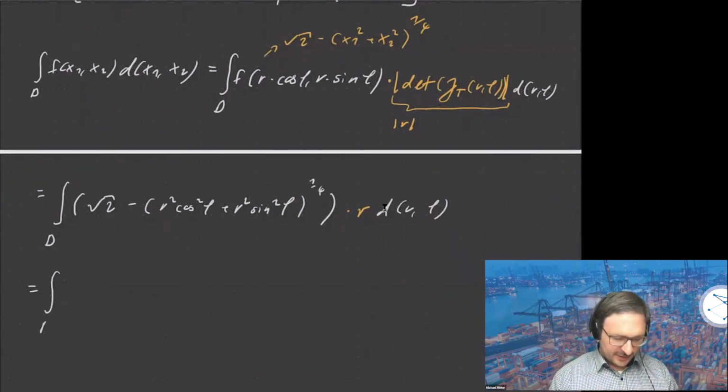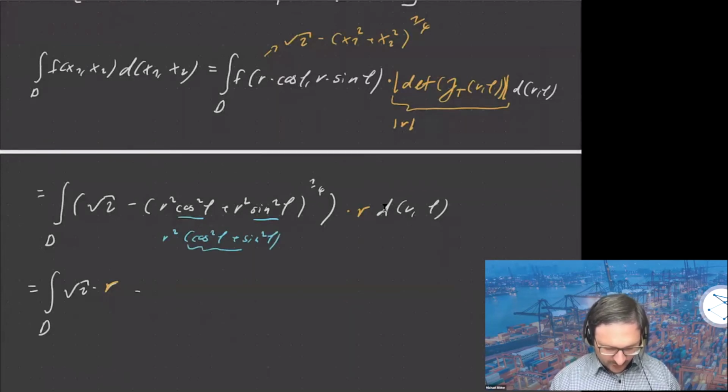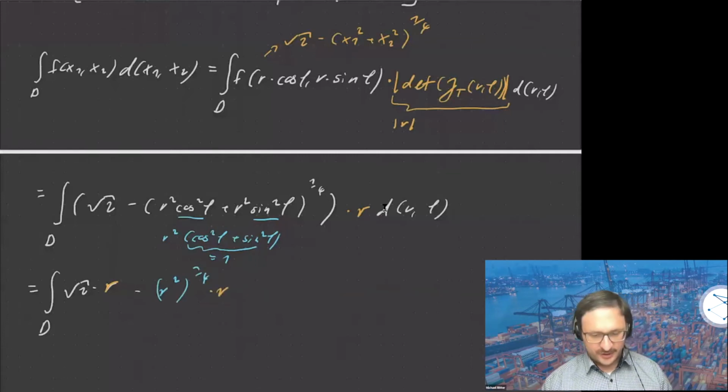Let's simplify this a little more. So what we get is square root of 2 times r. That's again this orange r here. Minus, and this one here, well, this is just r squared times cosine squared plus sine squared. And this here is 1. So we get r squared to the power of 1 over 4. And again, times this orange r, dr d phi.